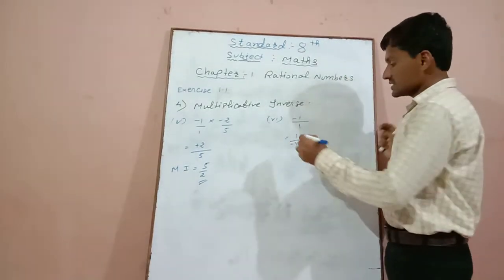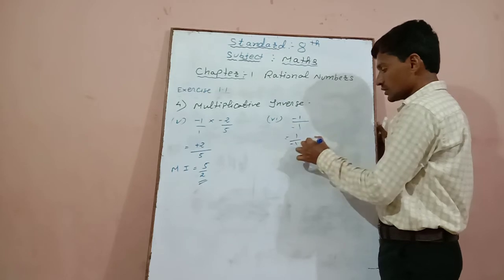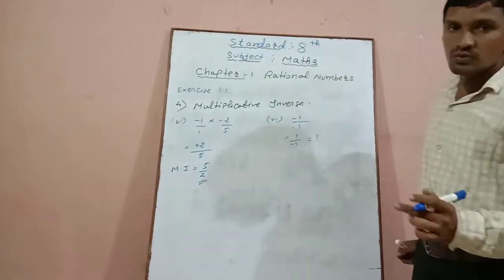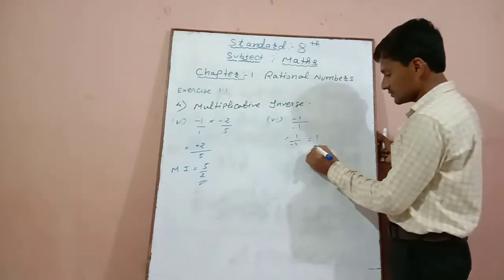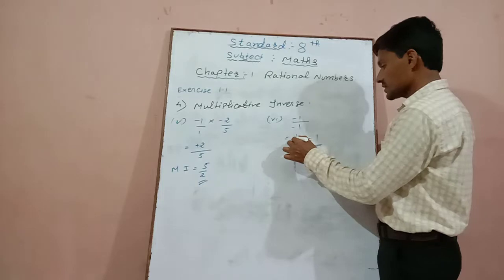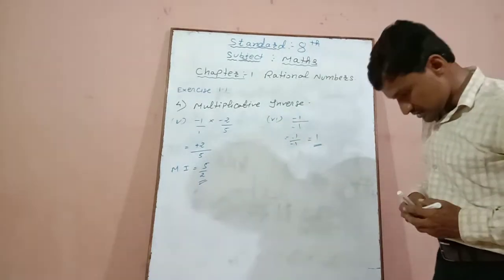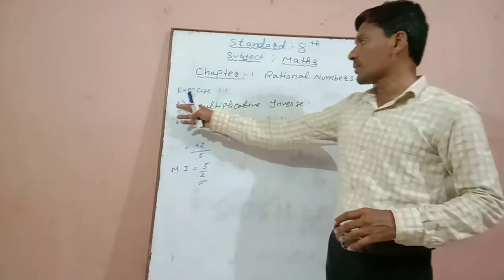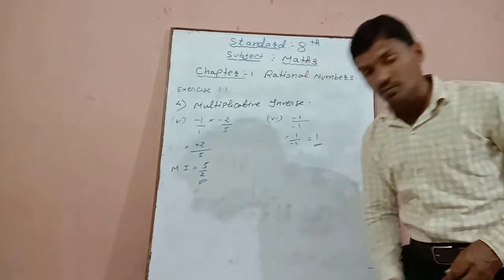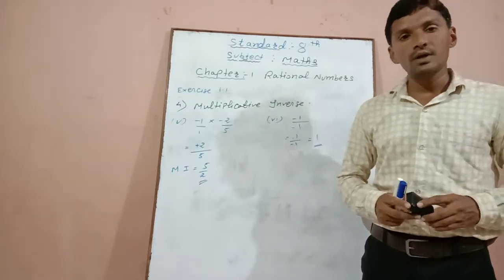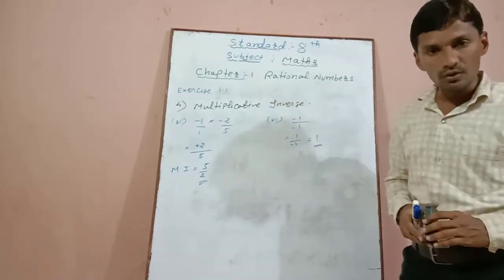But here the answer will be only 1. Why? Because 1 over minus 1 and minus 1 is equal to plus 1. So the answer will be plus 1. So this is the multiplicative inverse of 1. Okay, main question number 4 has been completed. In main question number 4 there are 6 questions which we have completed as multiplicative inverse.